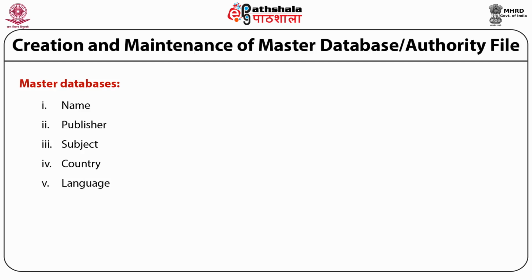Number 5, language. This file contains entries for languages and their 3-digit codes as per the ISDS manual.